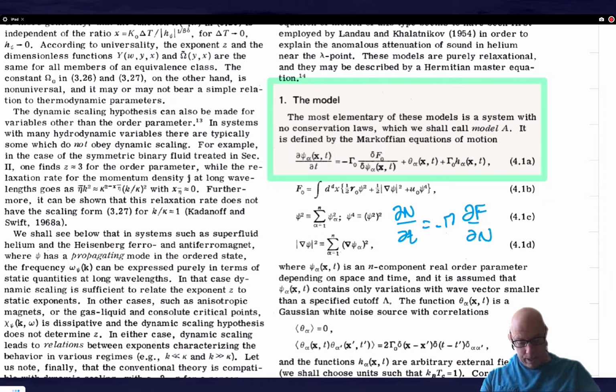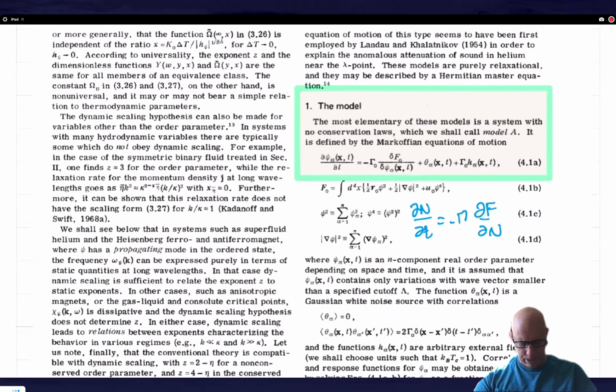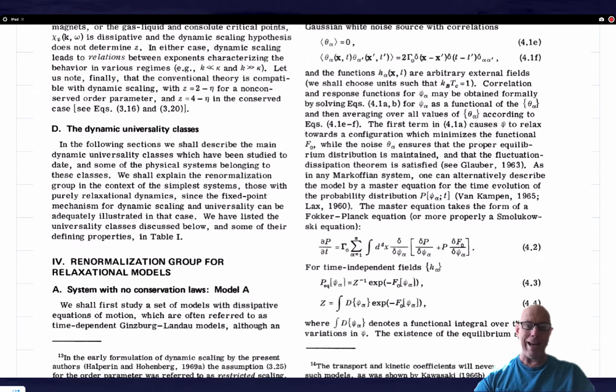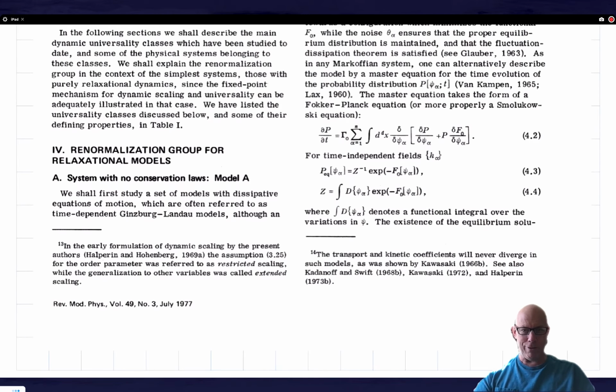Here they generalize that. This is a generalization, where what you see is the rate of change of this parameter, this field variable psi, is given by the rate of change of the free energy with respect to the entire field. So this is a special kind of derivative known as a functional derivative. The details don't really matter for the moment. I just want to point out, this is the standard dynamics, so-called Model A.